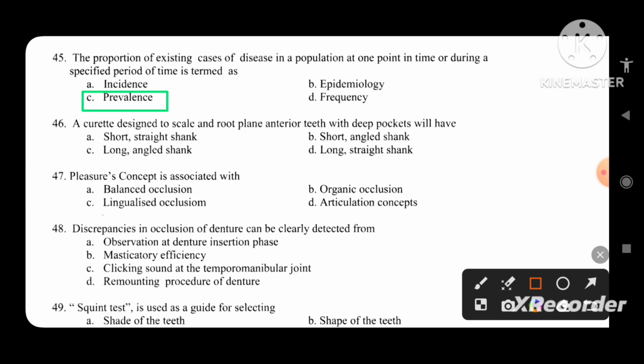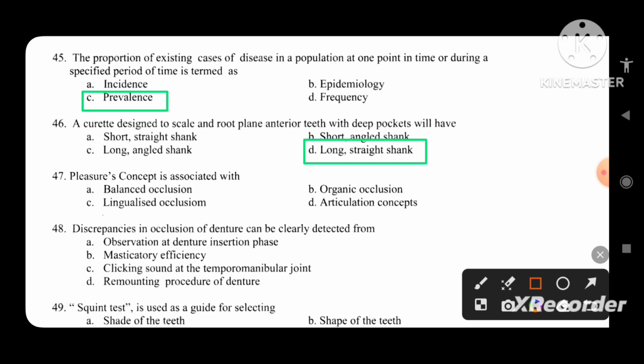A curette designed to scale and root plane anterior teeth with deep pockets will have. Options are short straight shank, short angled shank, long angled shank or long straight shank. And the correct answer is long straight shank. A curette designed to scale and root plane anterior teeth with deep pockets will have a long straight shank.